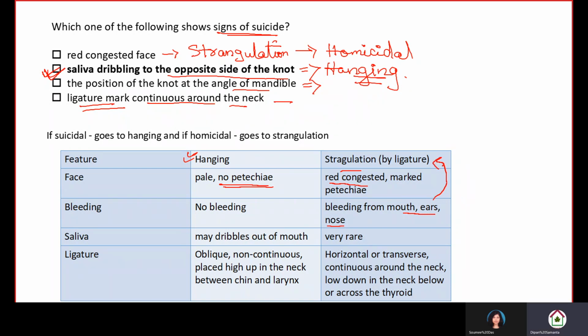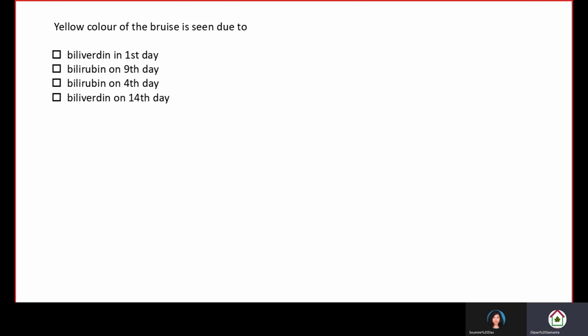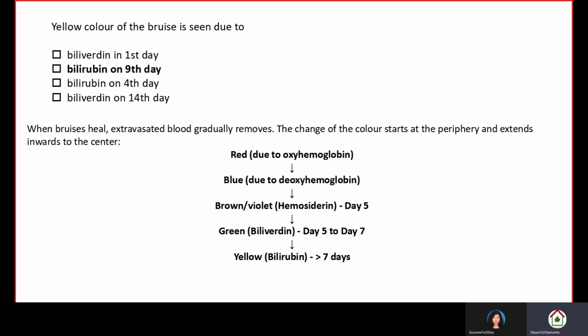Okay, so next question. Yellow color of the bruise is seen due to biliverdin on the first day, bilirubin on the 9th day, bilirubin on the 4th day, or biliverdin on the 14th day. So the answer will be bilirubin on the 9th day.